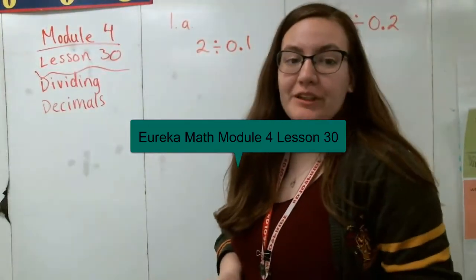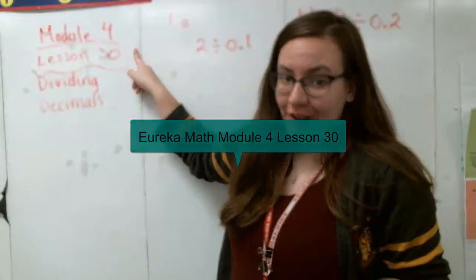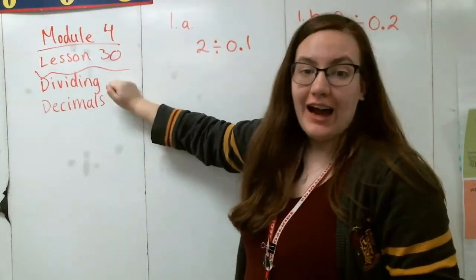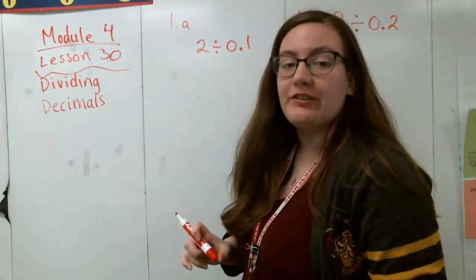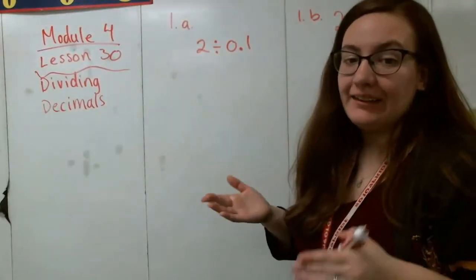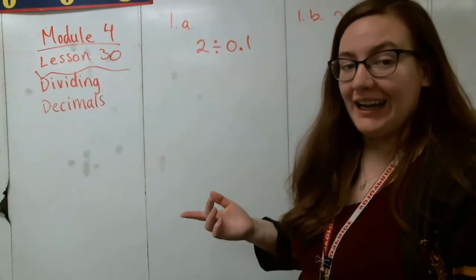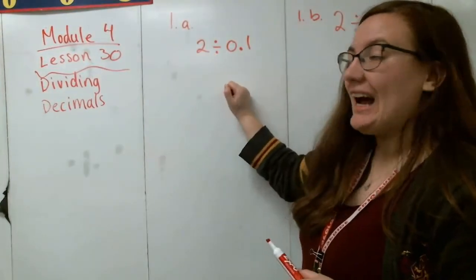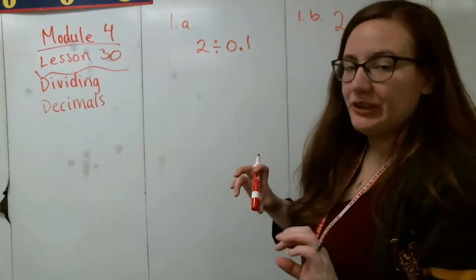Hi, fifth grade. Today we're going to be doing Module 4, Lesson 30. So we're jumping all the way to the end of the book right now, and we're going to be doing dividing decimals. For dividing decimals, what we are going to do is almost exactly what we did for multiplying decimals. So it's going to be extremely similar to that. So I think today's lesson should go really, really well.